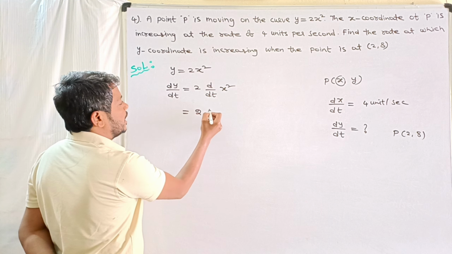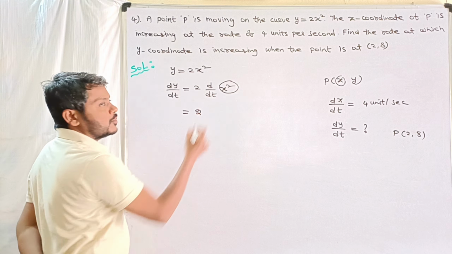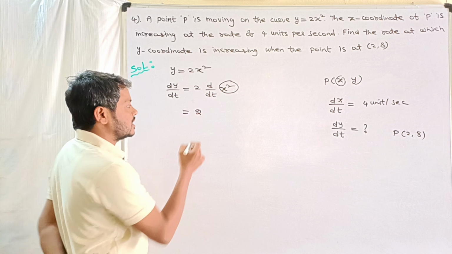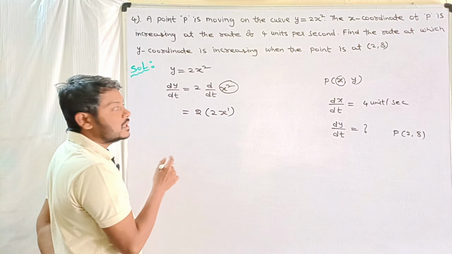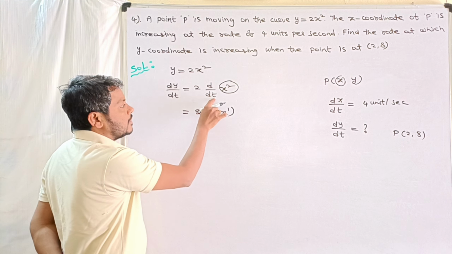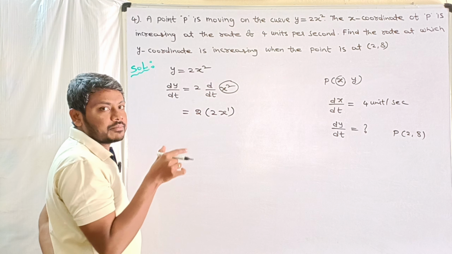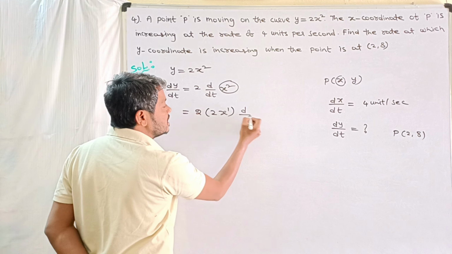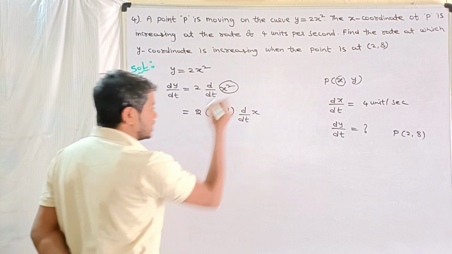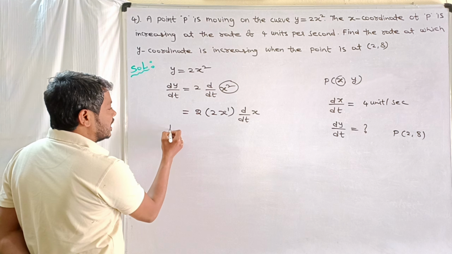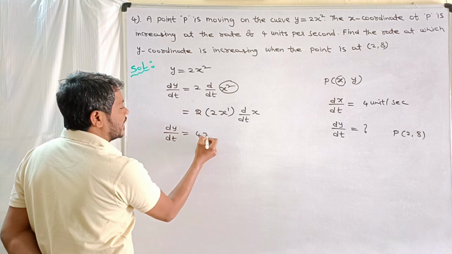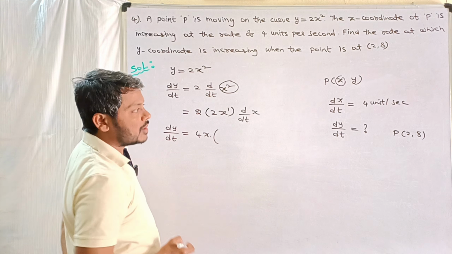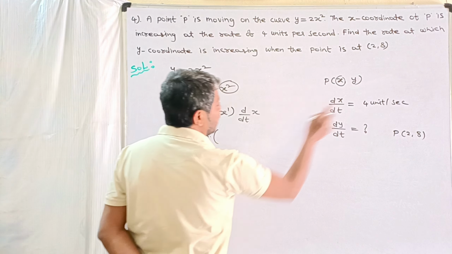which is equal to 2 into derivative of x power n, n into x power n minus 1, that is 2 into x power 2 minus 1, which is 1. Here function is x, but derivative is with respect to t. So we do the internal derivative, that is d by dt of x. Now clearly dy by dt is equal to 2 into 2, 4x, and what is dx by dt? They have given 4 units per second.